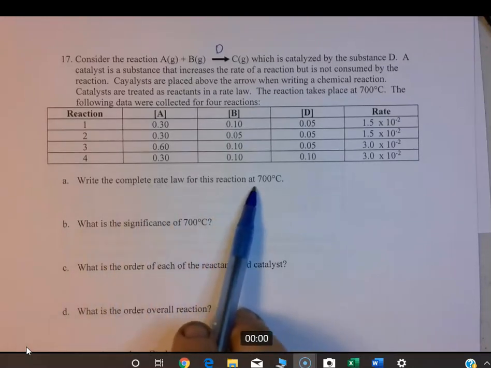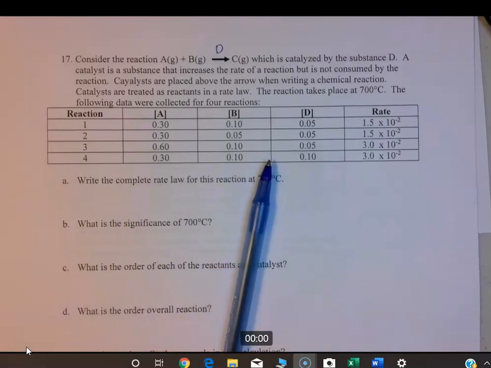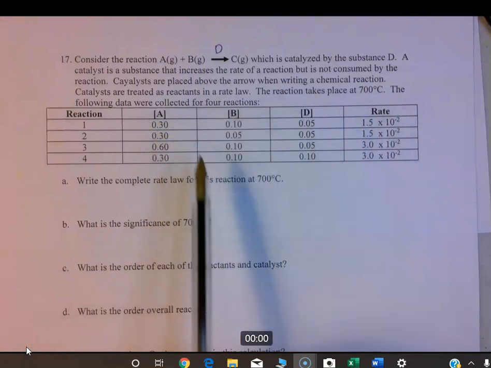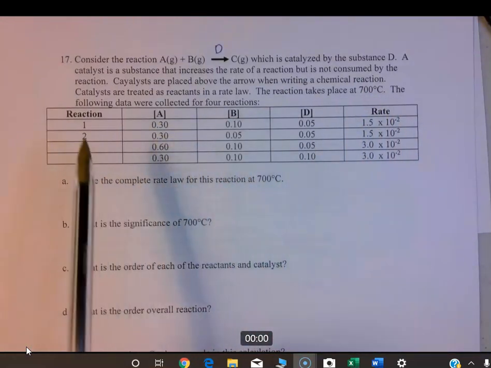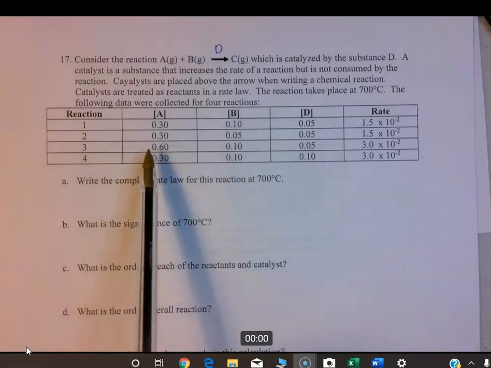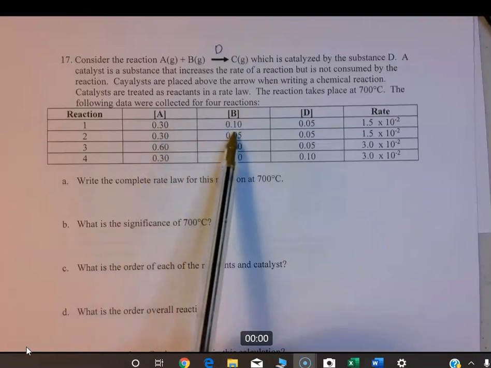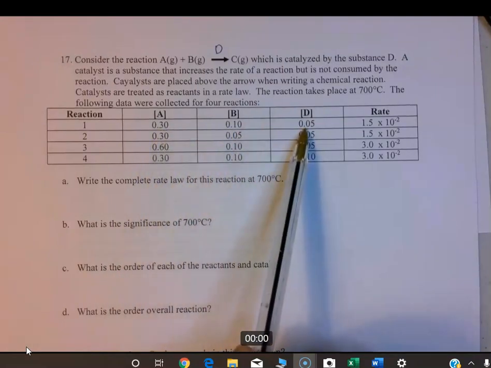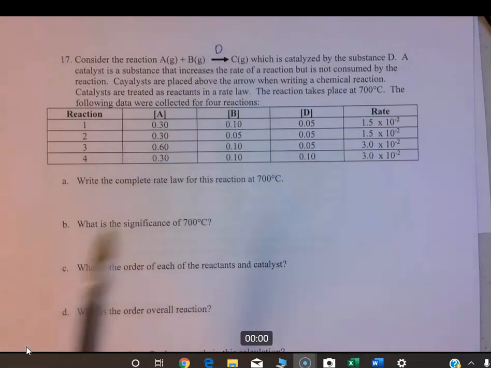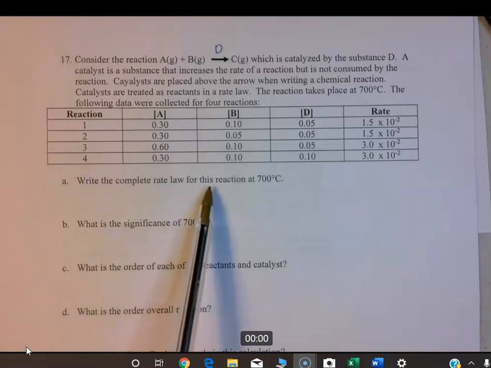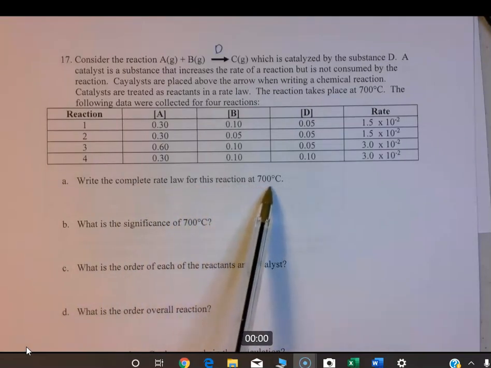To write a complete rate law, the reaction takes place at 700 degrees and the following data were collected. So what you did is you ran a reaction 4 times. You used different concentrations of the 2 reactants and of the catalyst. We don't care about C. C has nothing to do with this calculation to find the rate law. Only the reactants and the catalysts do. So write a complete rate law for this reaction at 700 degrees.